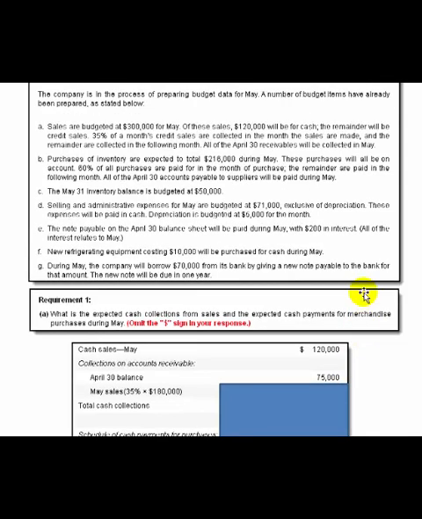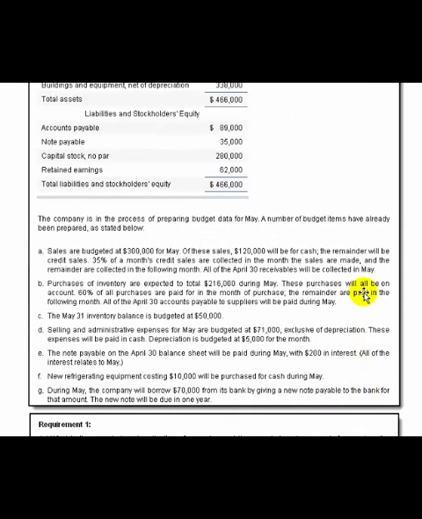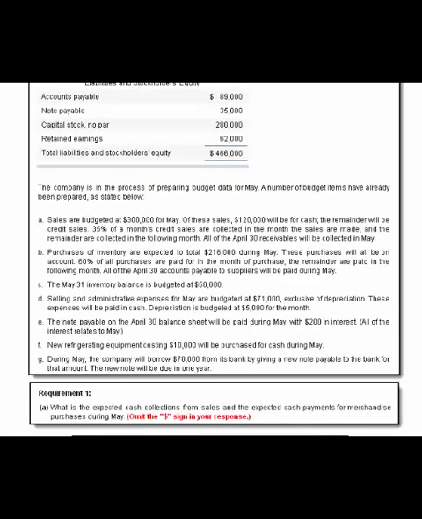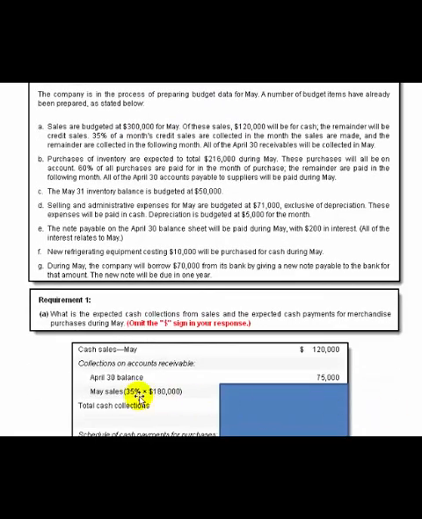Now let's go back and see where that $180,000 came from. Okay, they had 300 sales in total, of which 120,000 was cash sales. So 300 less the 120 gets us the 180. And let me slide back down. That's where that number comes from. So the 35% times 180,000 is 63,000. So the total cash collections is $258,000.